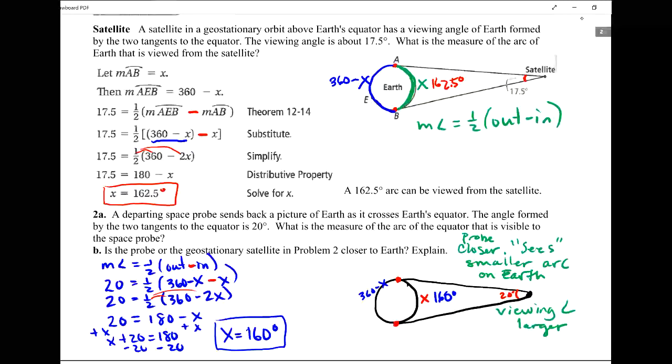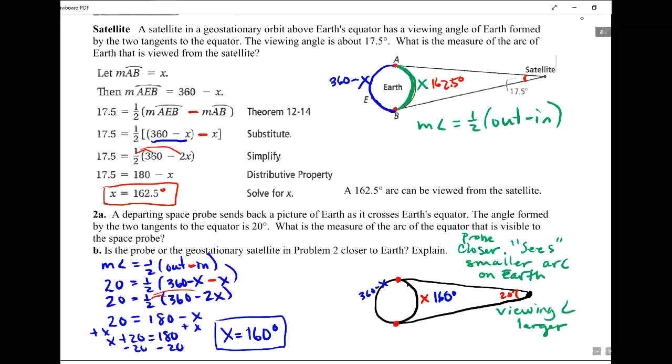And our other problem, part B, asks us which one is closer to the Earth. Well, this probe is closer because it sees a smaller arc of Earth. The satellite saw 162.5 degrees. The closer you are, the less of that arc you can see. We saw that in the previous problems with our towers. Even when we were on an airplane 2 miles above the Earth, we could still only see a very small number of kilometers.